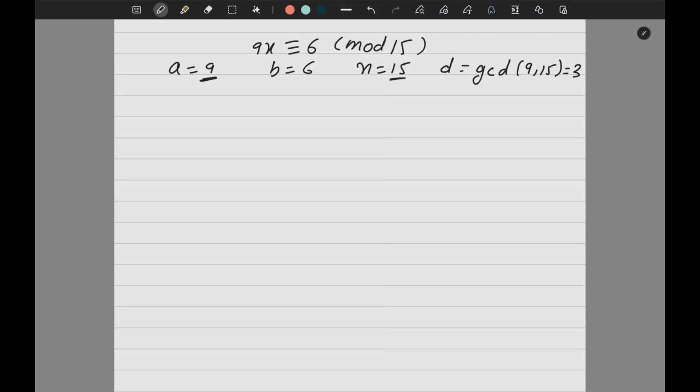If the numbers are big, use the method which I have taught you. Otherwise, orally you can do it. So 3 is the GCD. Now, is this d dividing b? Yes, of course, 3 divides 6. So yes, I do have a solution. Right? Now let us work on it.